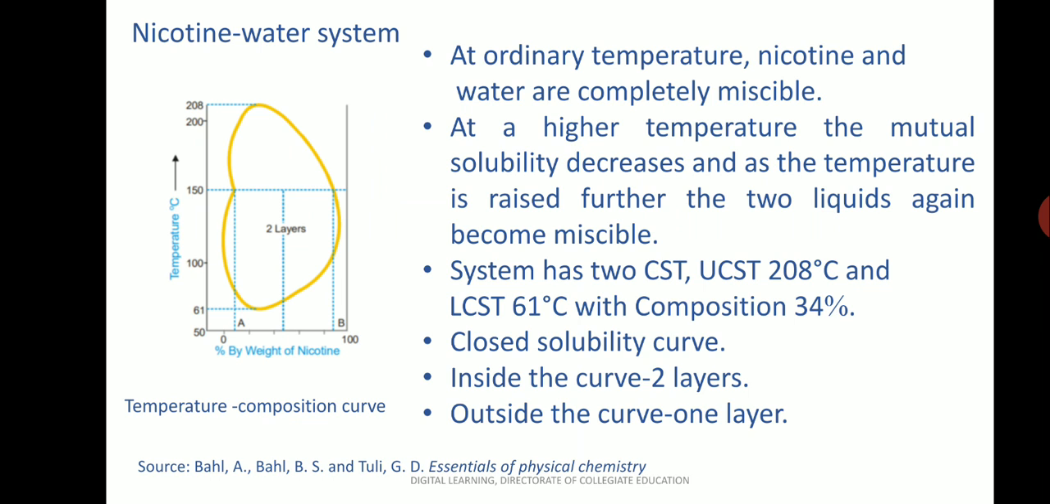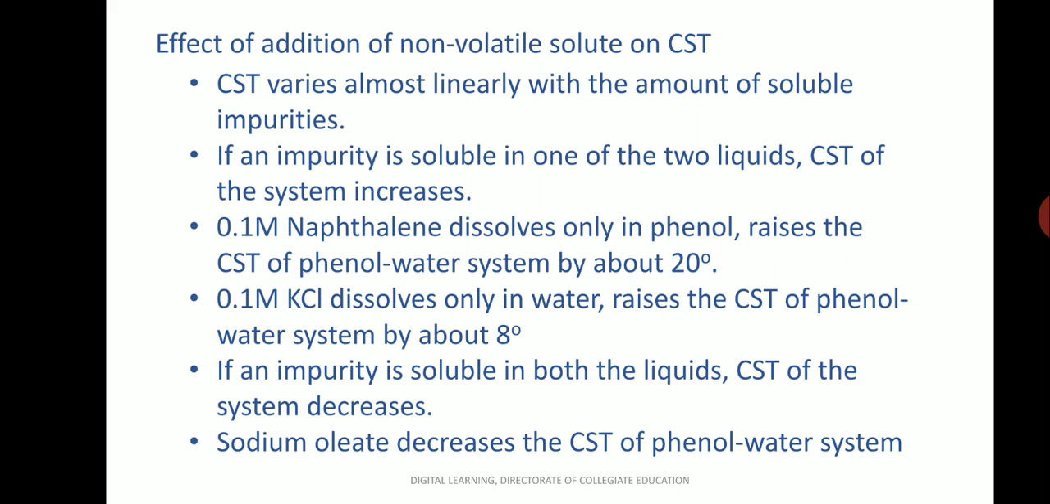This system has 2 CST, an upper critical solution temperature of 208 degrees Celsius and a lower critical solution temperature of 61 degrees Celsius with composition 34%. This is a closed solubility curve. Inside the curve, we have 2 layers, and outside the curve, we have only 1 layer.